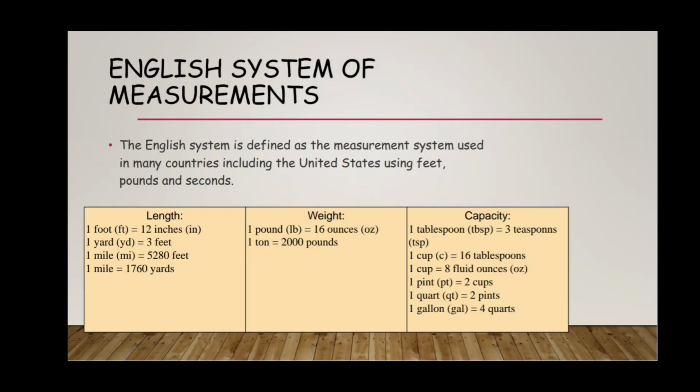And for the second system of measurement, which is the English system, it is defined as the measurement system used in many countries, including the United States, using the feet, pounds, and seconds. While the metric system is easy to use, the English system is hard because it uses body weights and measures.